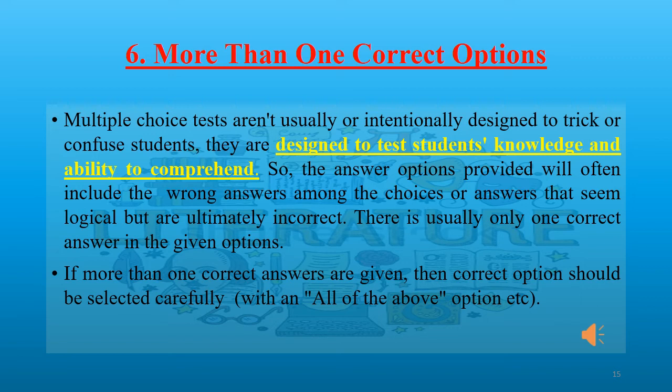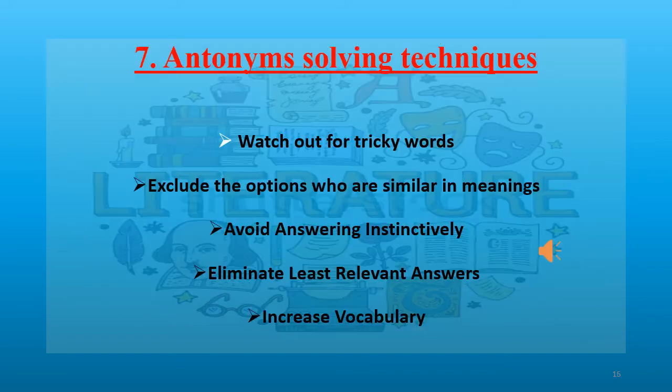For example, if you feel there are three correct answers, then go for the option "all of the above." And if you feel there are only two correct options, then you should go for "A or B are correct" or "B or C are correct." That kind of option will be more suitable to select.